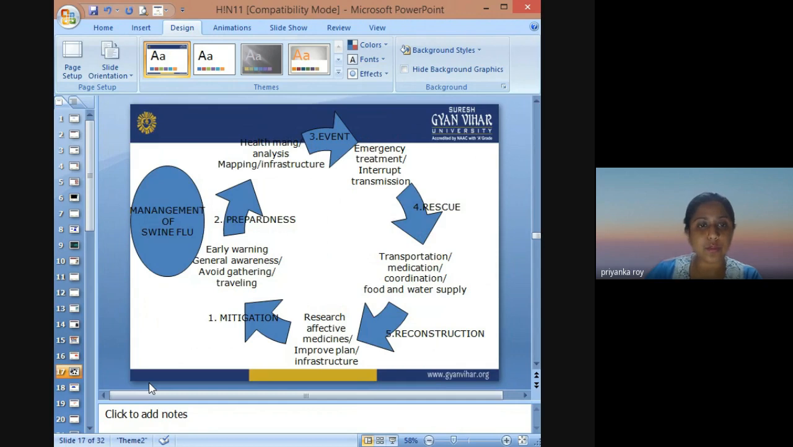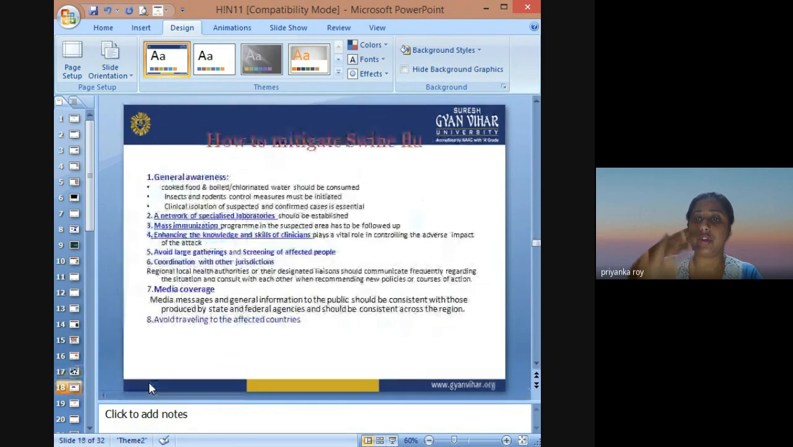Again, this is a cycle that we must see, starting from mitigation, research, effective medicines, improved plans and infrastructure, then preparedness, early warning, general awareness, avoiding gatherings and traveling. Then during the pandemic, health management analysis, mapping and infrastructure studies were implemented. Then emergency treatment, interrupting transmission, rescues, operations, transportation, medication, coordination, and food and water supply were provided. Then in the reconstruction phase, assistance was given to reconstruct the entire fabric of society to overcome the effect of swine flu.